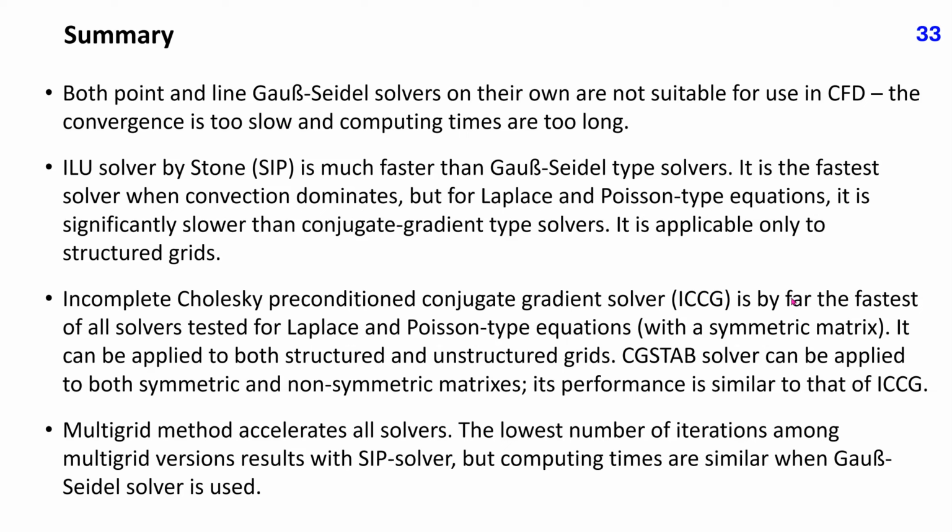The CG stub solver can be applied to both symmetric and non-symmetric matrices, and its performance is similar to that of ICCG. Multigrid methods accelerate all solvers. The lowest number of iterations among multigrid versions results with the SIP solver, but computing times are similar when the Gauss-Seidel solver is used. Depending on grid fineness and convergence criterion, the computing times with multigrid methods are 10 to 100 times shorter than with the best standalone solver.